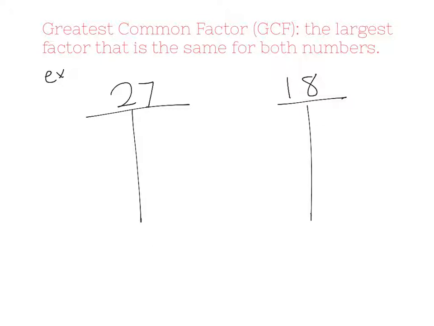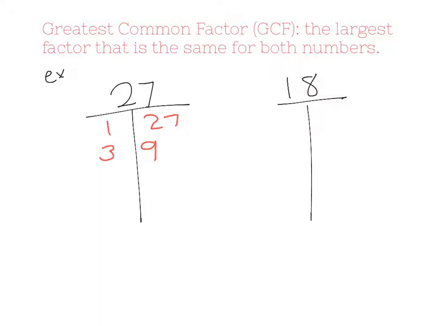So, for example, and make sure you're pausing this and writing these down in your notes, or it's really just a waste of your time. So we just did 27's factors are 1 and 27, and 3 and 9. Okay?